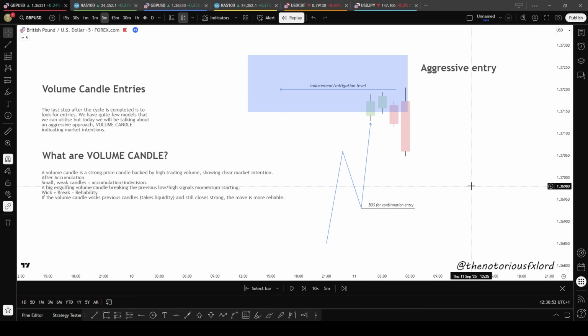So if there's great volatility in the market and you don't expect price to come back to your entry points after a breakout structure, you can utilize this entry model with a small risk. So I hope everything is clear so far, and I'll see you guys in the next video.